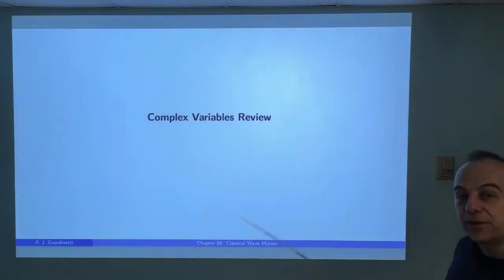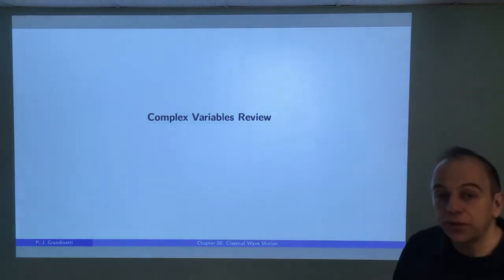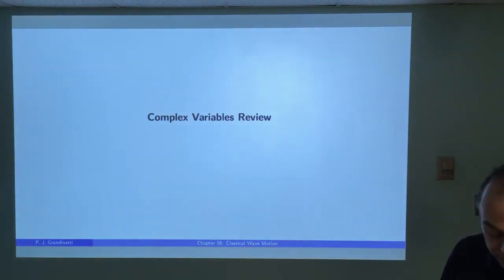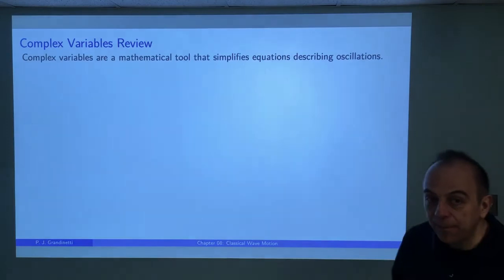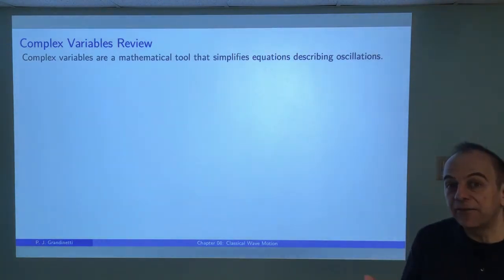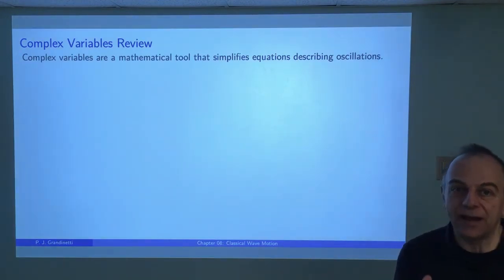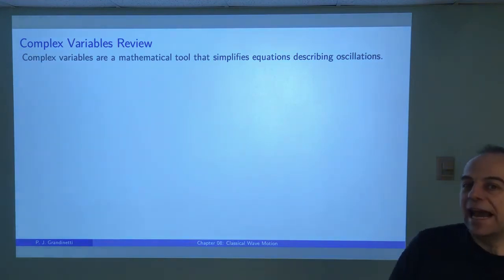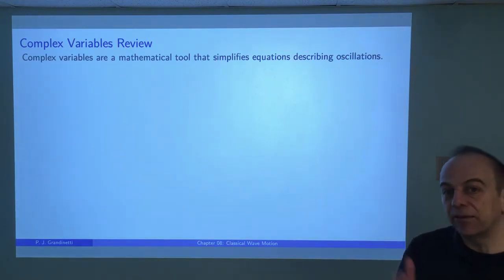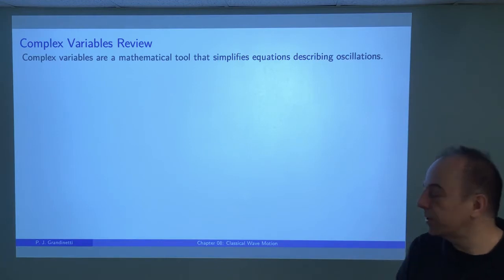In this video, we're going to be doing a short review of complex number notation. Now, complex numbers appear in a lot of physics problems that involve oscillatory motion. It's a very convenient mathematical tool to simplify the equations into a more compact form where we can keep track of amplitudes and phases that are involved in this oscillatory behavior.